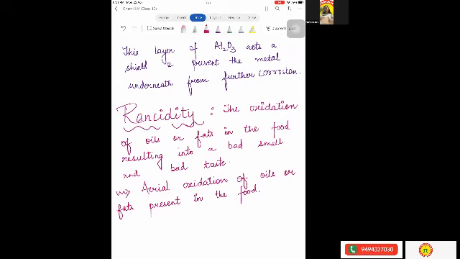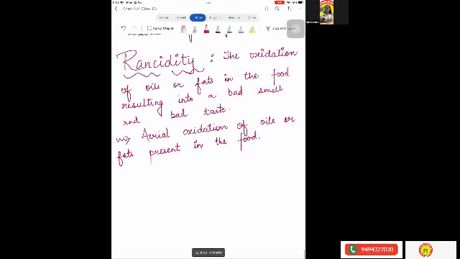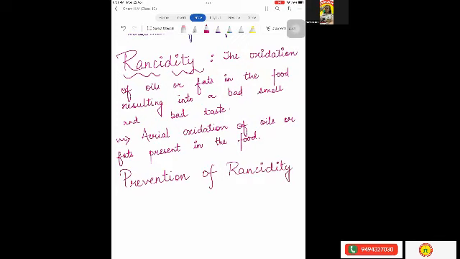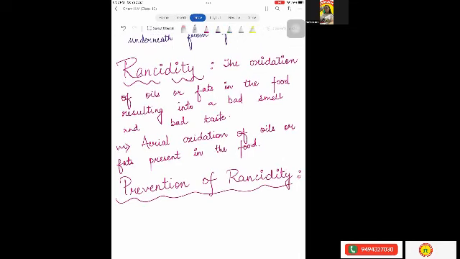Now we have the last topic of this chapter: prevention of rancidity. So children, what happens if there is some leftover food at your place? What does your mother do with that food?